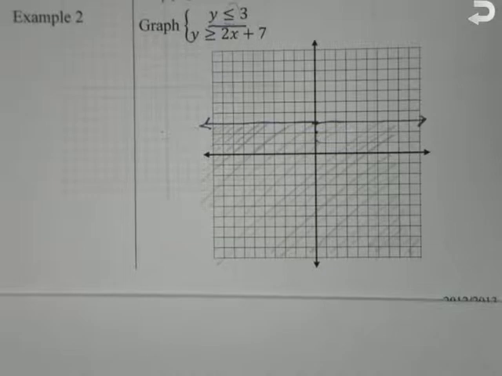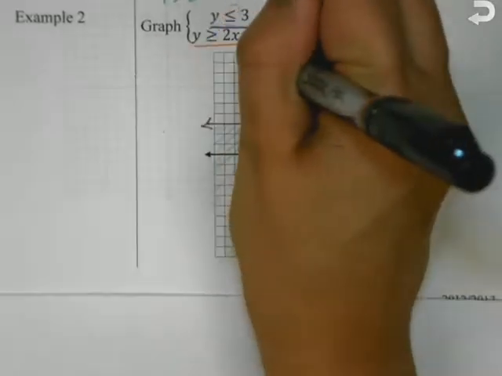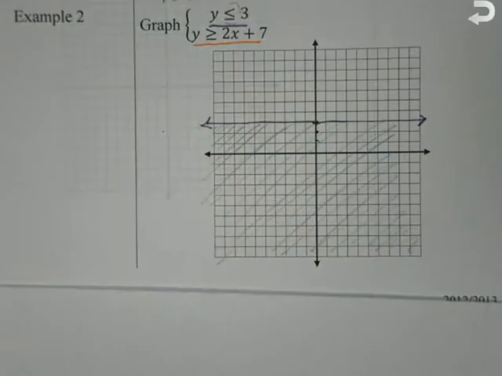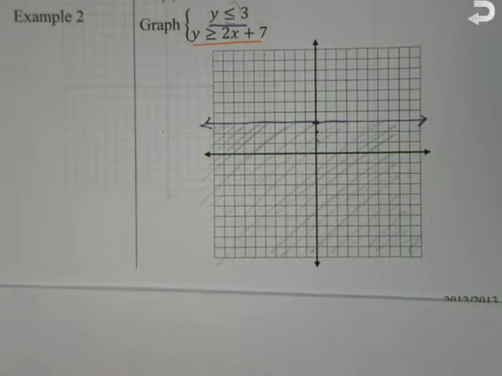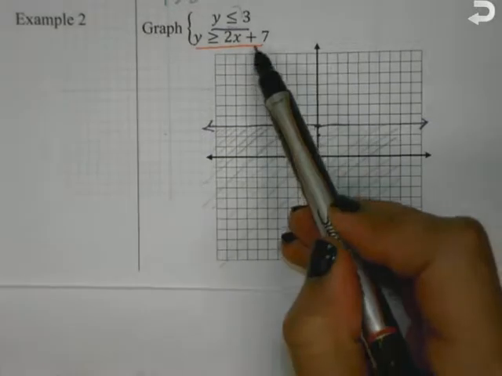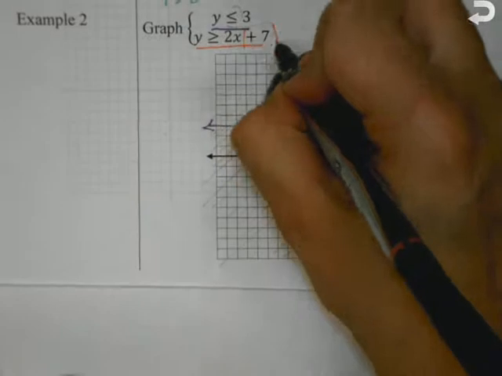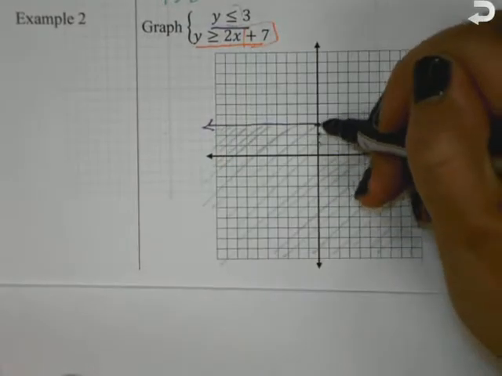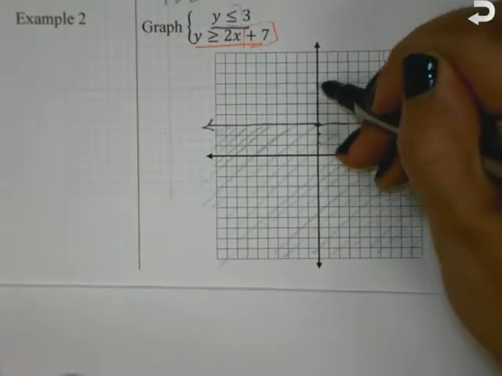Okay, now let's shade the second one. We have y greater than or equal to 2x plus 7. Slope-intercept, special case, or standard form? Remember, standard is x and y on the same side. Slope-intercept is y by itself. Slope-intercept, right? What's the y-intercept? Positive 7. So let's put a point there. 1, 2, 3, 4, 5, 6, 7.